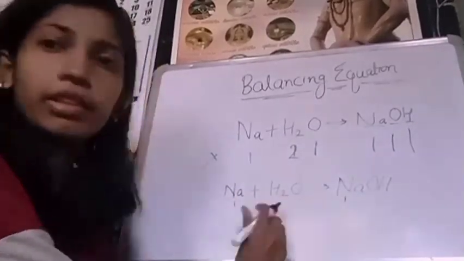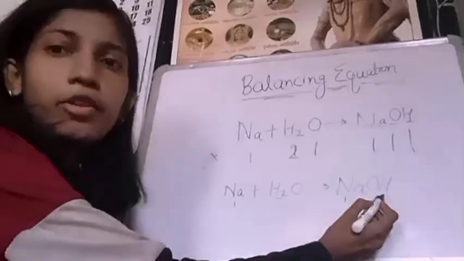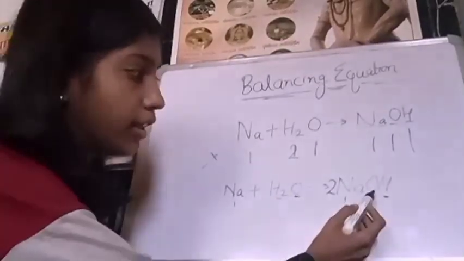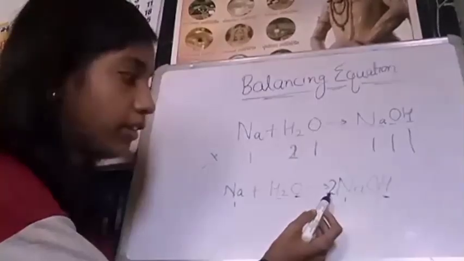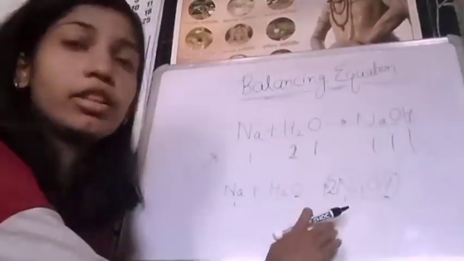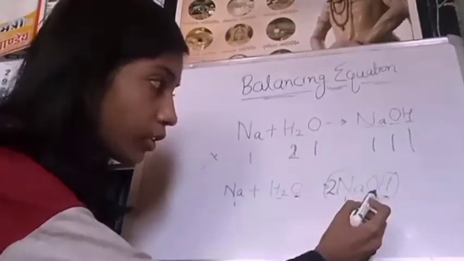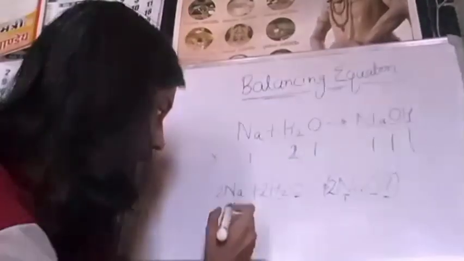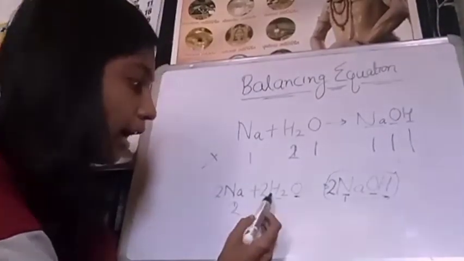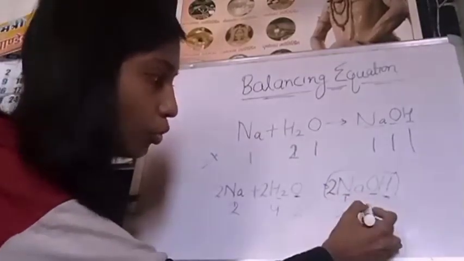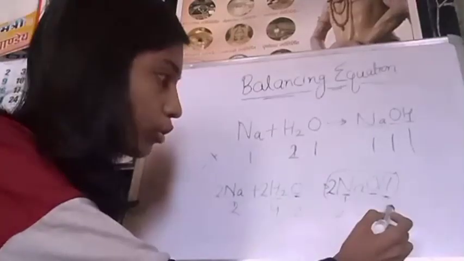Sodium 1 and sodium 1. This is balanced. Hydrogen 2, but hydrogen here is 1. So add 2. Oxygen here is 1, here oxygen is also 2. When we add 2, this all is multiplied with 2. Then oxygen is also 2. Sodium is also 2. Then we add 2, 2. And now we count. Sodium 2, hydrogen 2 into 4, oxygen 2, sodium 2, oxygen 2, hydrogen also 2.